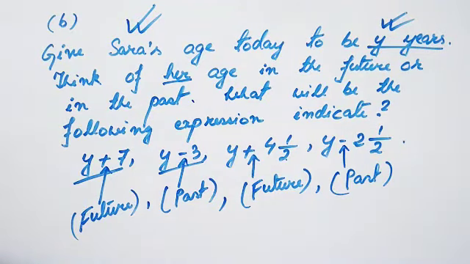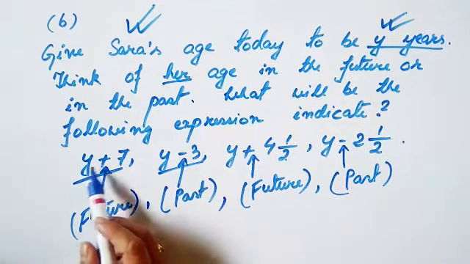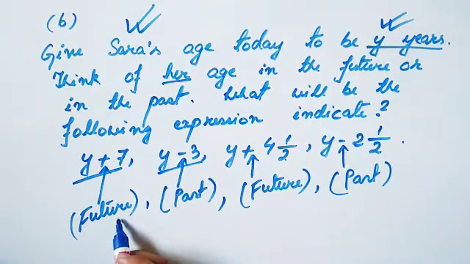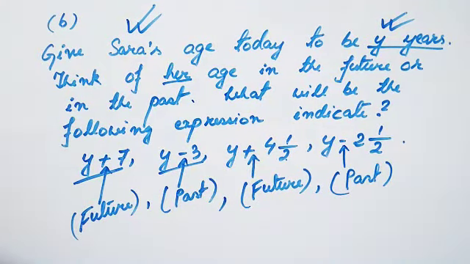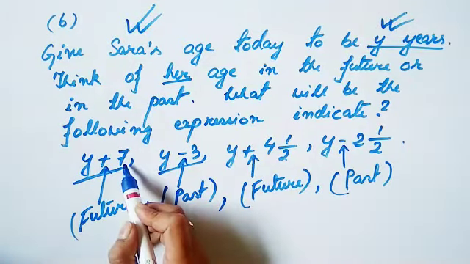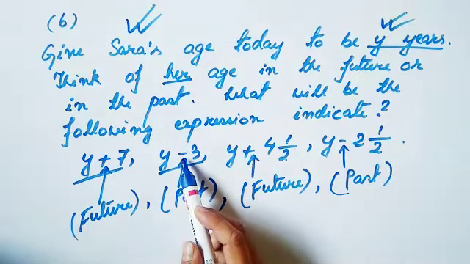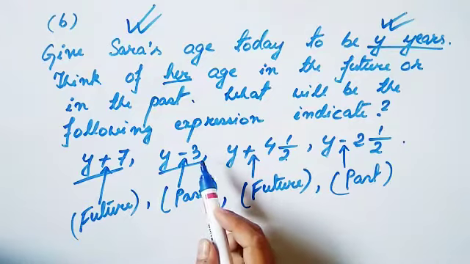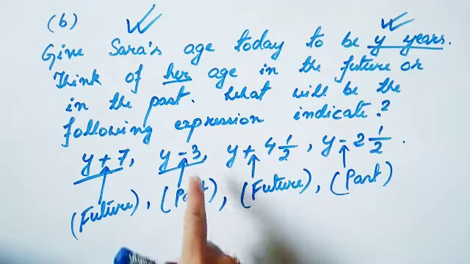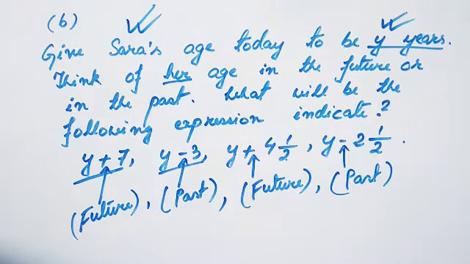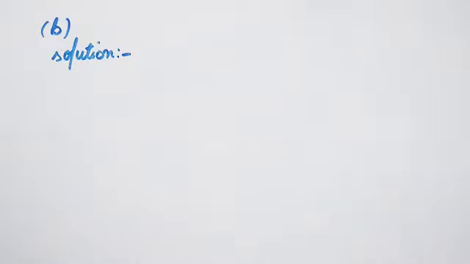Understood, student? But we cannot simply write future, past. We have to explain it. So the expression y plus 7 indicates Sarah's future age, right? So how will you write this in the answer? It's very simple. We will write y plus 7 indicates Sarah's future age 7 years from now. And for the minus sign, we will write y minus 3 indicates Sarah's past age 3 years ago. Understood? So like that, we have to write the sentence.